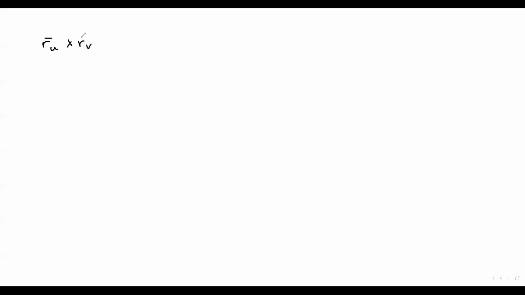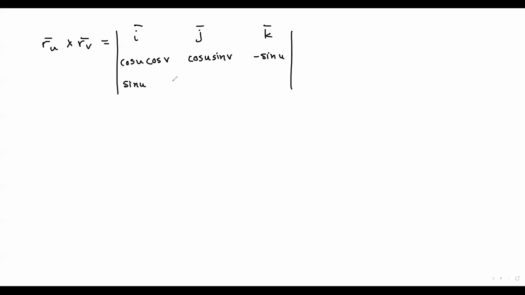RU cross RV. We're going to have I, J, K, and then we've got cosine U cosine V, cosine U sine V, and negative sine U, and sine U sine V, and negative sine U sine V, and sine U cosine V.